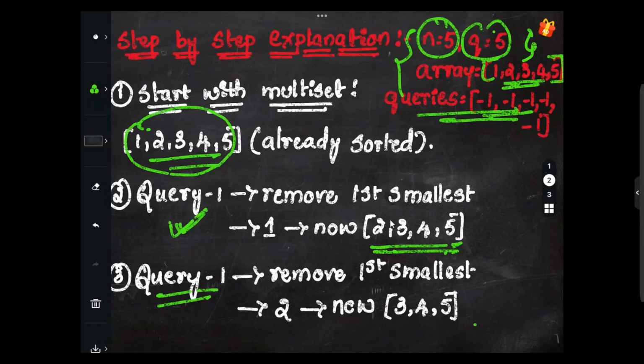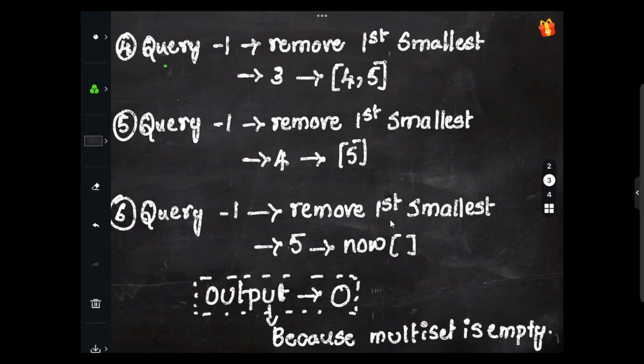2 is the first smallest number. We will remove 2. Now we are left with 3, 4, 5 in the array. So let's move on with the next step, query minus 1 again. So we will remove the first smallest. We have the elements 3, 4, 5. So we will be removing 3 from the array.